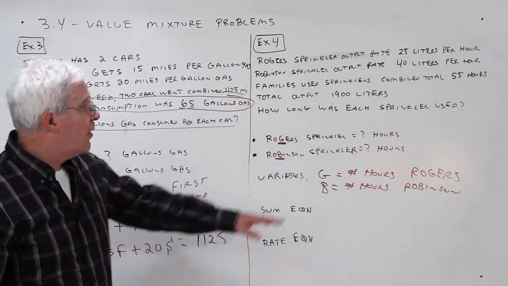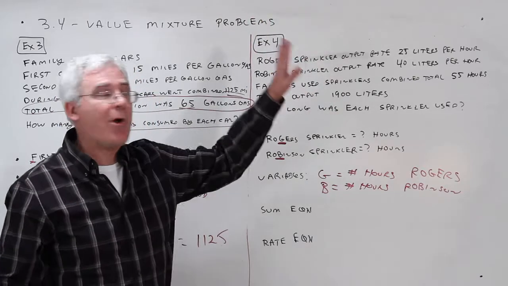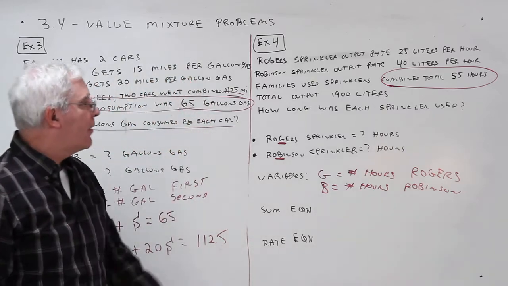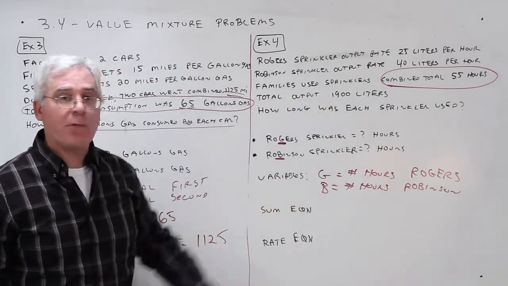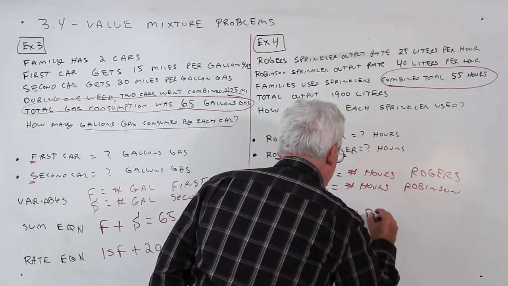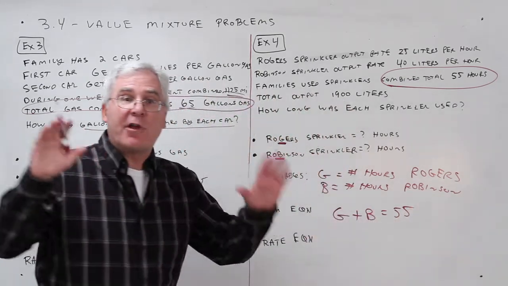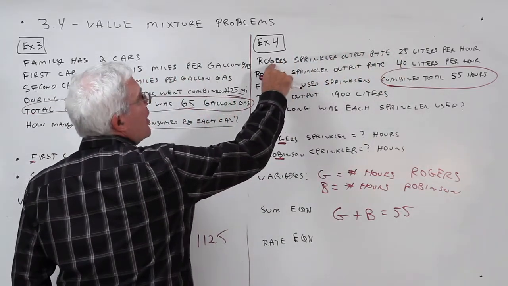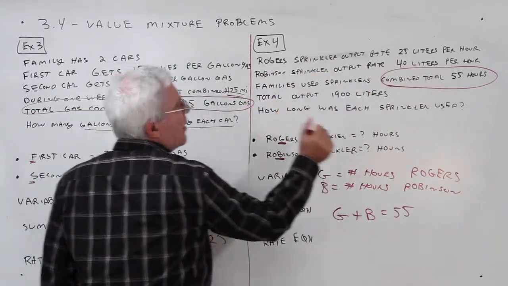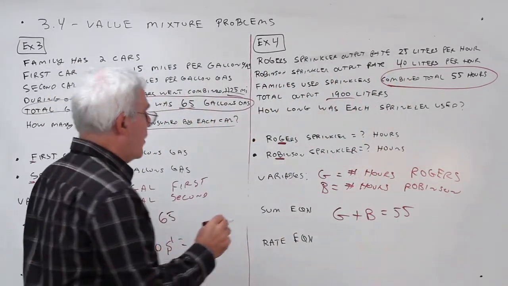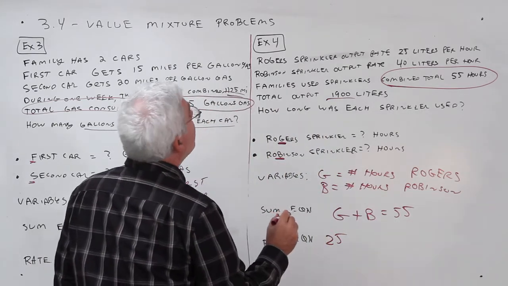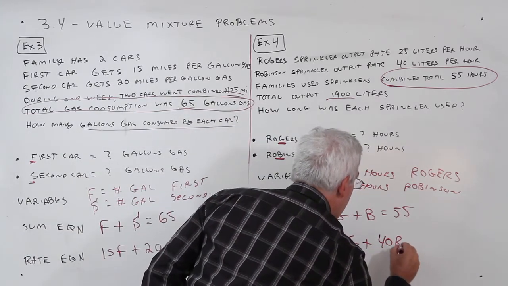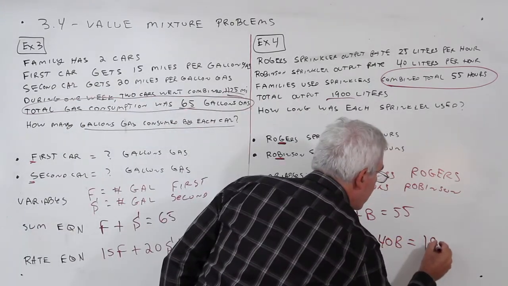Okay, sum equation. Let's look for a summing of hours anywhere in these words. Got it right there. So G plus B equals 55. Then let's look at the other sentences for the rate equation. 25G plus 40B equals 1900.